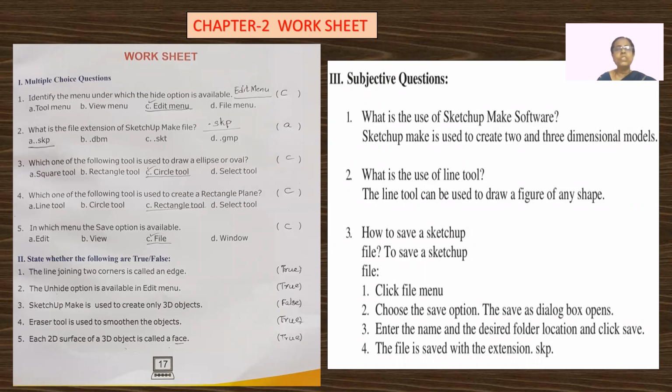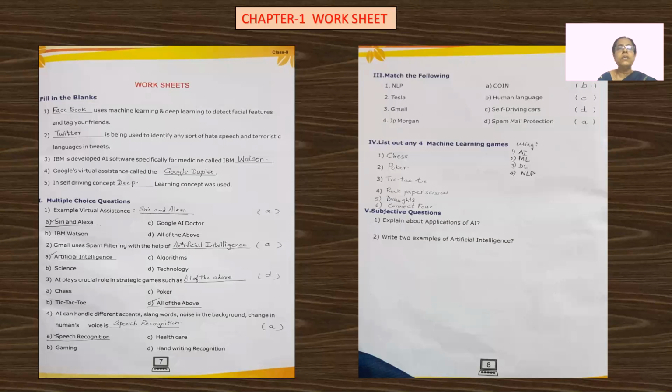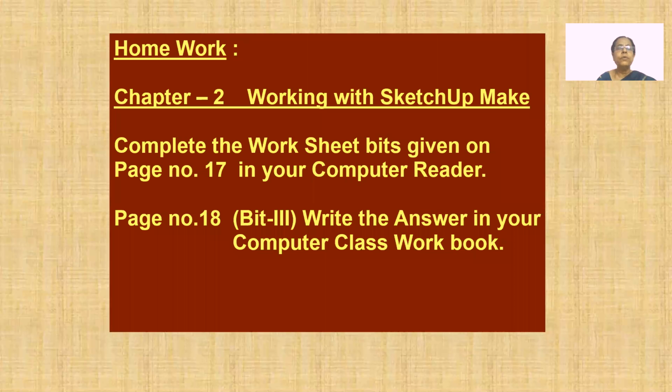Okay, these are your worksheets. Just check your worksheets, whatever you have done, whatever I've taught you. In the previous chapter also you had many mistakes. If you have any doubts, you can check these worksheets and make the corrections if you've done wrong answers. So the homework for you is to complete the worksheets given on page number 17 and 18.